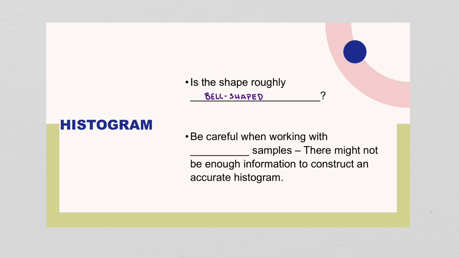So please be careful when working with small samples. There might not actually be enough information to construct an accurate histogram. Again, if you think about it in terms of a puzzle, if I only give you a small handful of puzzle pieces, it's going to be really hard to form a histogram that is going to be bell-shaped. So it might not necessarily be that the data that you use to construct the histogram is not normally distributed. It just means that you didn't have enough information to construct the histogram so that you had enough information to make that conclusion.